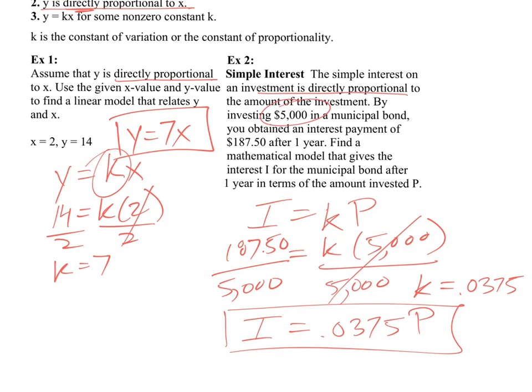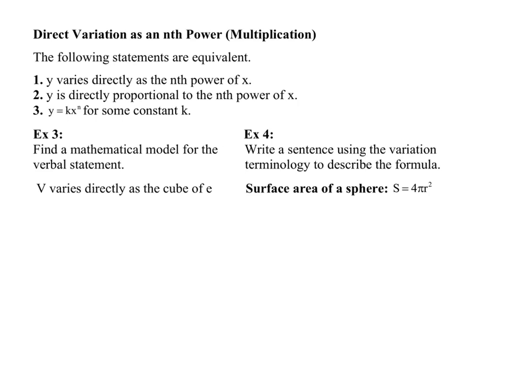Now I'm working with direct variation as the nth power. So once again, a bunch of different ways of stating the same thing. It says find a mathematical model for the verbal statement. V varies directly as the cube of E. So V varies directly, so it's equal to. Now there's always a constant involved. So it's going to be k, and then we have the cube of E. So E cubed. Cubed means raising it to the third power. And that's all they wanted you to do there.